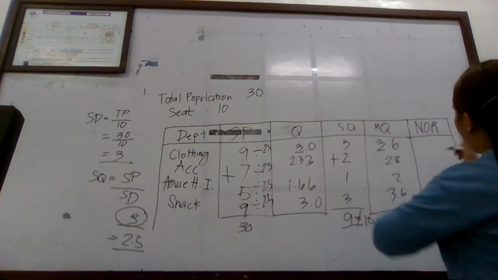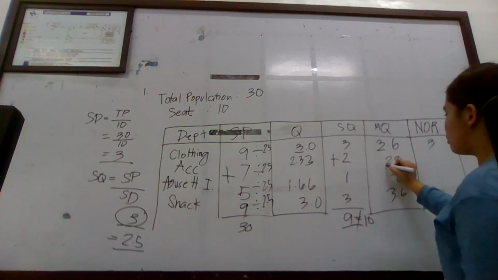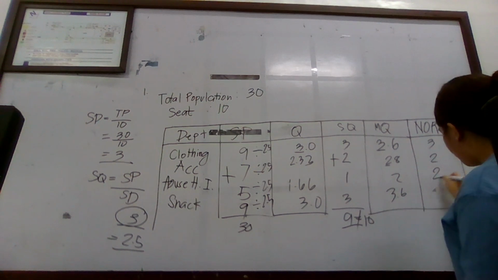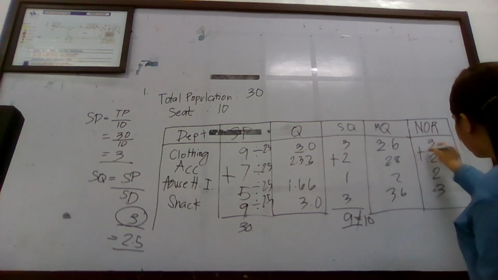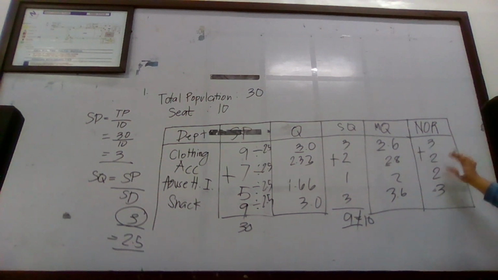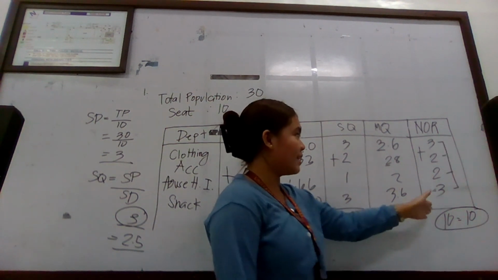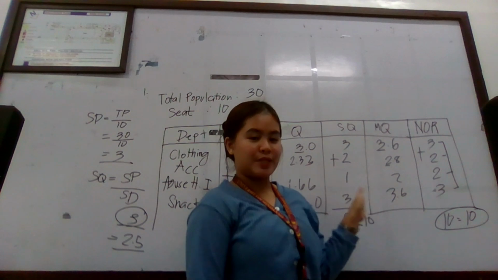So, ulitin natin yung step. Kunin natin yung whole number, which is 3. Dito naman, we have 2, 2 at saka 3. So, i-add lang natin 3 plus 2 plus 2 plus 3 will give us 10, which is equal sa 10 na kailangan natin i-apportion. These are the final list of number of representative.